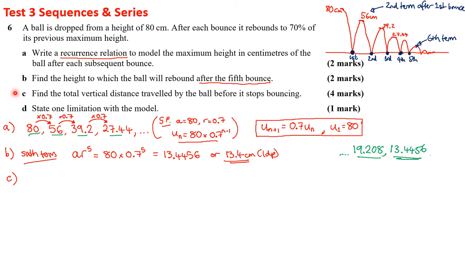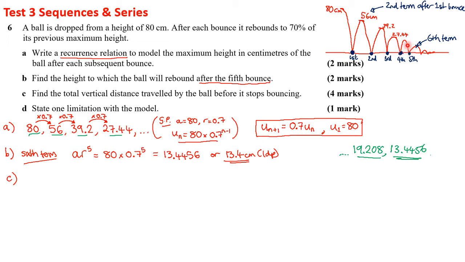Okay, now part C is a bit tricky. Find the total vertical distance travelled by the ball before it stops bouncing. We're not given an n, a number of terms, and our assumption here in this kind of model is that actually n could go on forever, and we want the total distance travelled here. This again is where the diagram is helpful. We're looking at this 80 plus 56 plus 56 plus 39.2 plus the other 39.2, the up and the downward journeys, plus 2 lots of that, and so on.